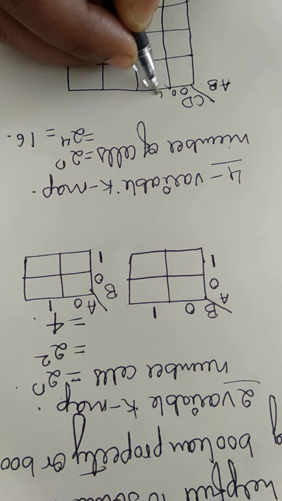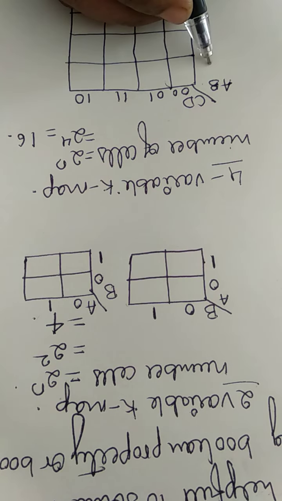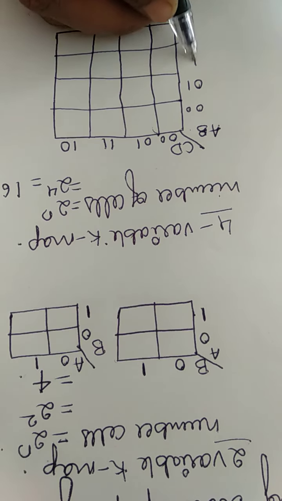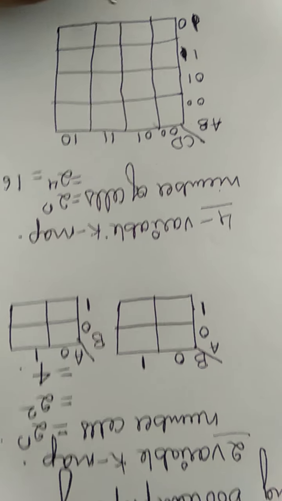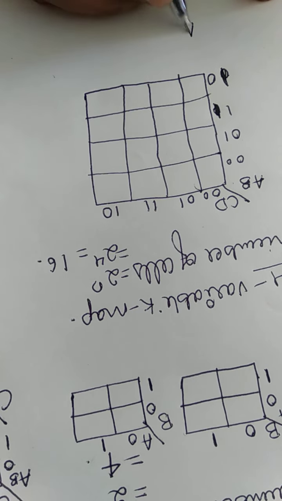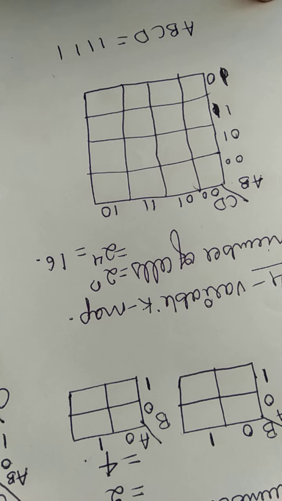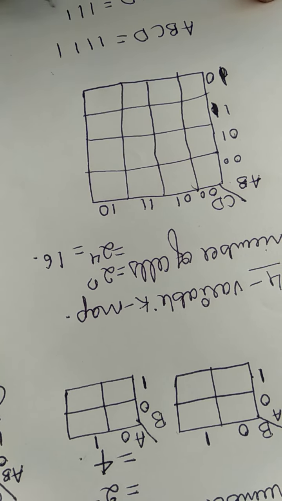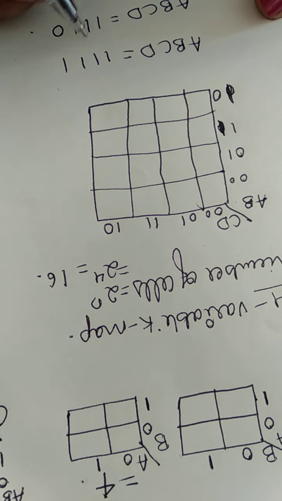So 0, 0, 0, 1, 1, 1, 1, 0. Same here, 0, 0, 0, 1, 1, 1, 1, 0. For example, they give A, B, C, D value as 1, 1, 1, 1, or else A, B, C, D value as 1, 1, 1, 0. So now we'll see how we'll write the K-maps.